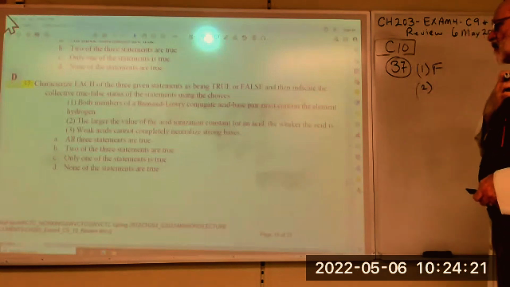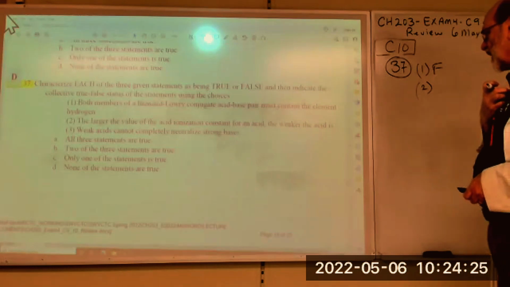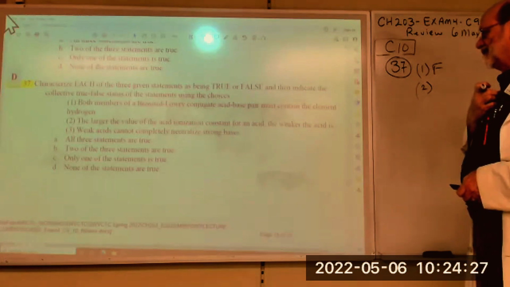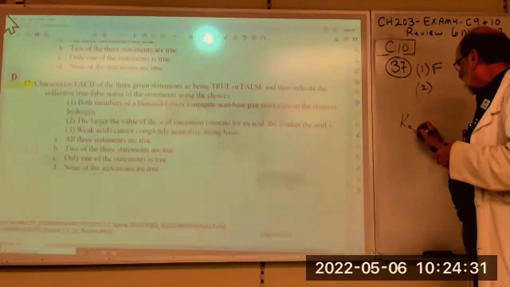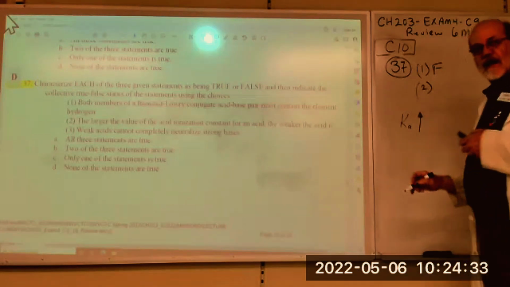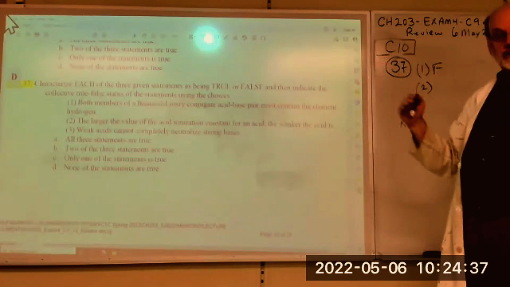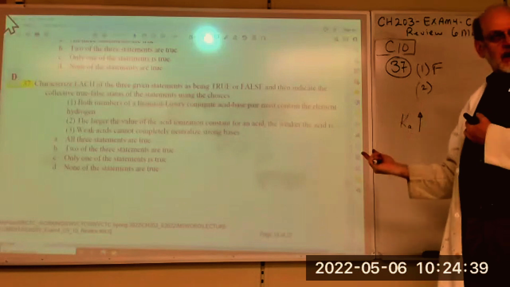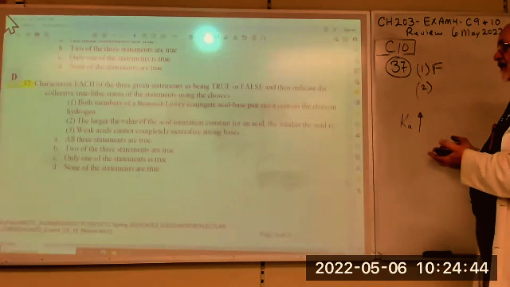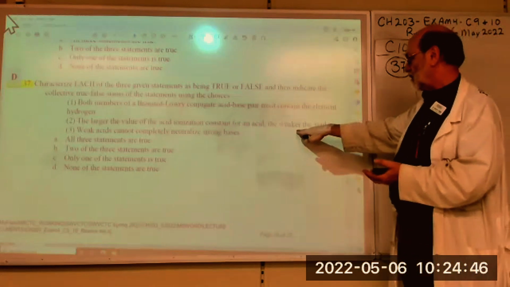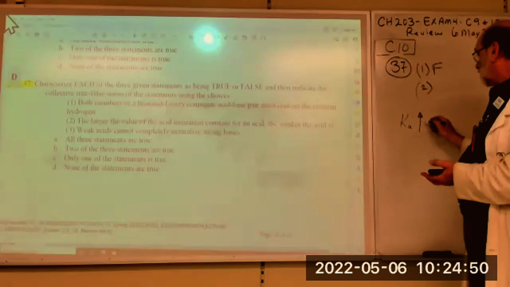The larger the value of the acid ionization constant for an acid, the weaker the acid. If the Ka is increasing, that means the numerator is getting bigger. That means you've got hydroniums and conjugate base increasing. So you're actually making a stronger acid. So that was false also.